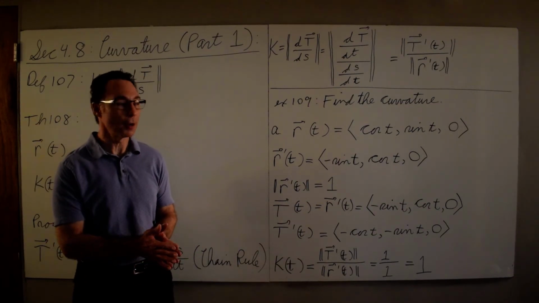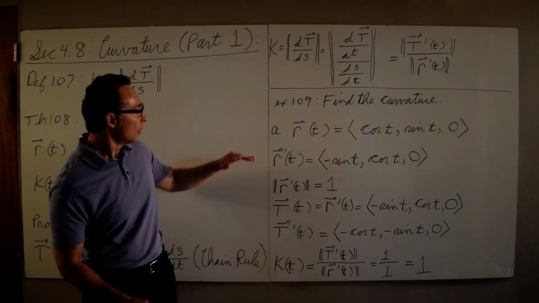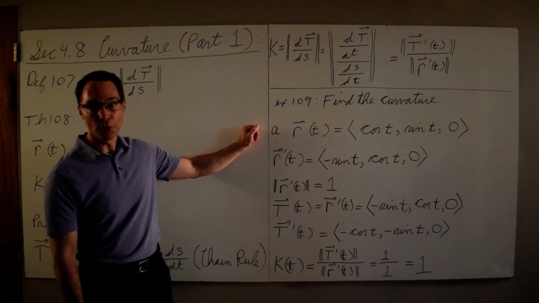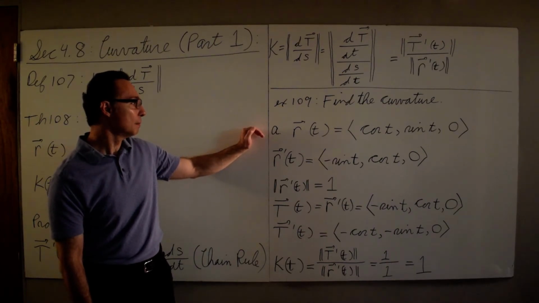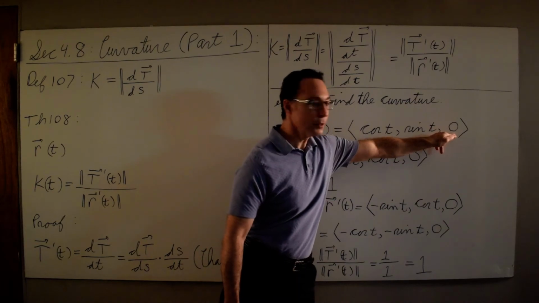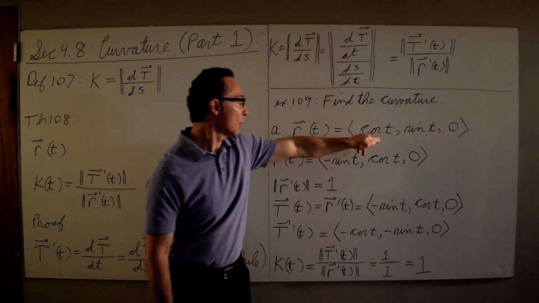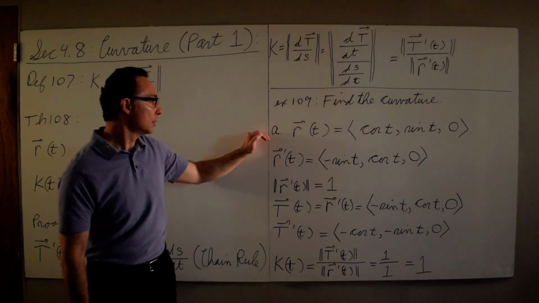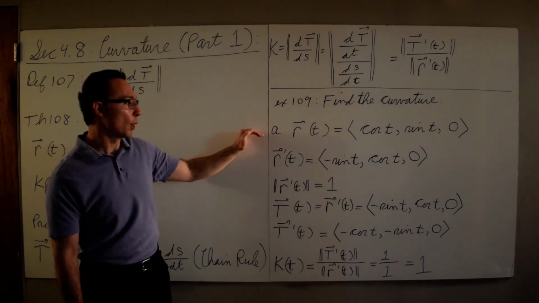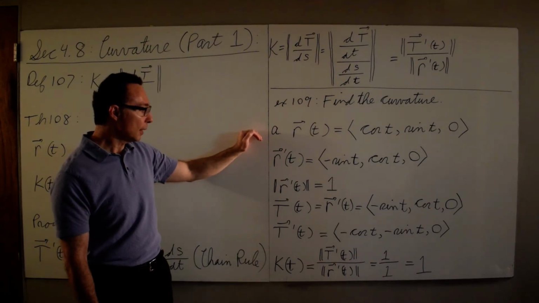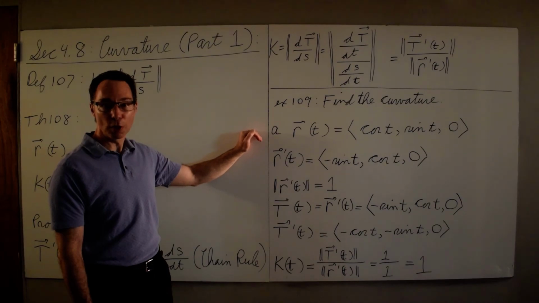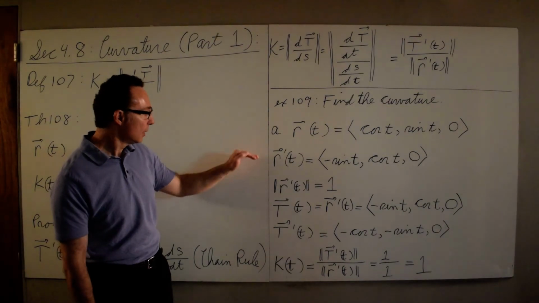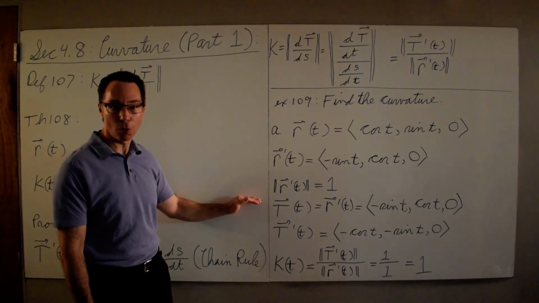Let's stop and think about something for a second. What is this curve? It's just the unit circle in the xy-plane, right? Because z is 0, so we just have cosine t, sine t. This is really just the parametric equation of the unit circle. And we're measuring how much something curves; that's what curvature is. And the curvature of the unit circle is 1.